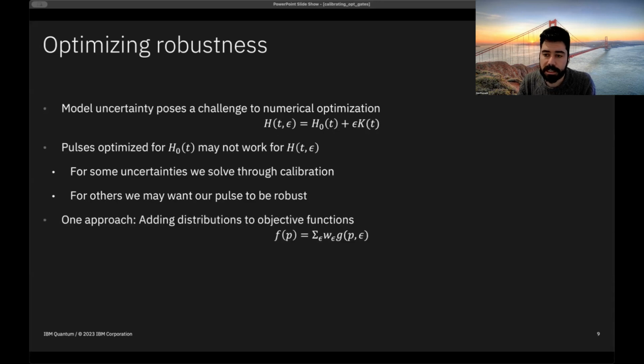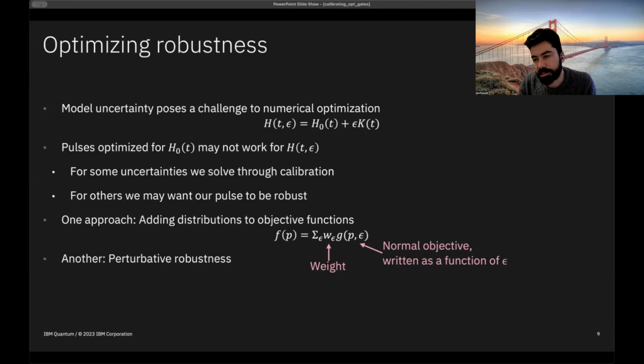And so one approach to adding this into optimizations is to add distributions to objective functions. Say this was your original objective function G, which we'll now write as a function of epsilon, and P are your parameters. So it's like, what's your quality for a certain value of epsilon? And then you define a higher level objective that's just the weighted average of this quality metric over different values of epsilon. So that's a really simple thing you can do.